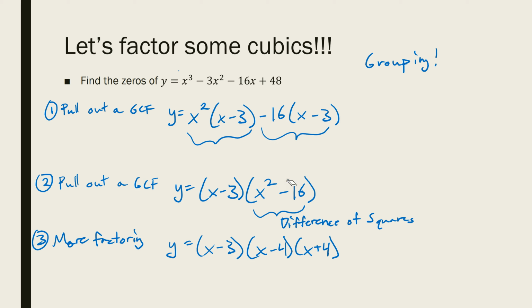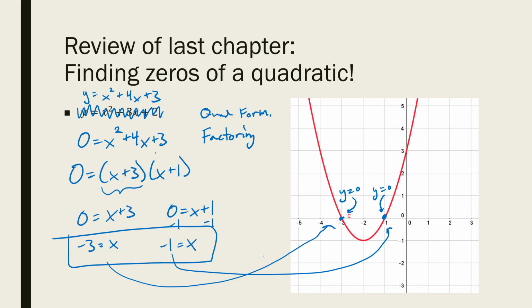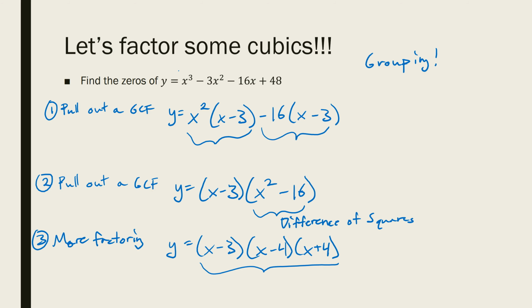Perfect. So now look, I've fully factored this cubic into 3 factoring terms. Notice what's going on here. When I factored the quadratic, I had 2 factoring terms. Now that I've factored the cubic, I have 3 terms, and we can apply the zero product property to find the zeros. So plug in 0 for y.